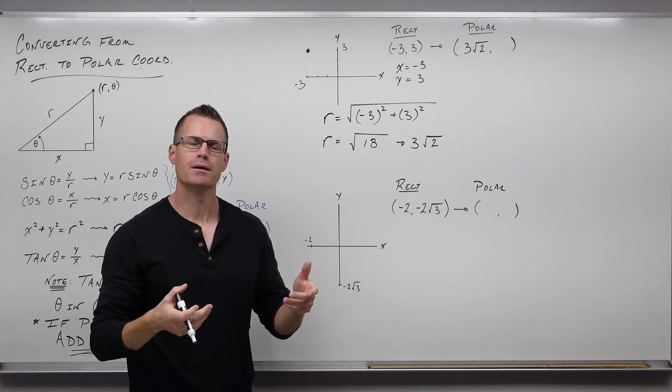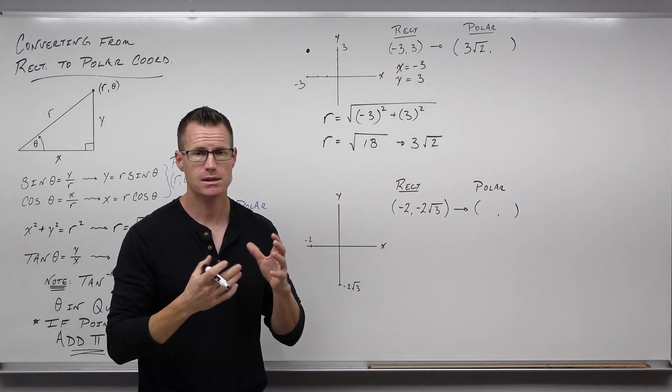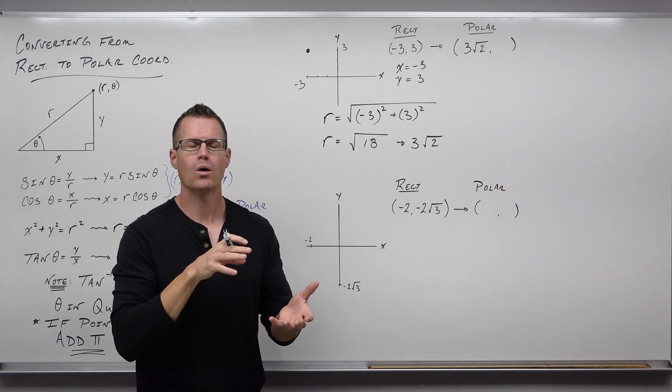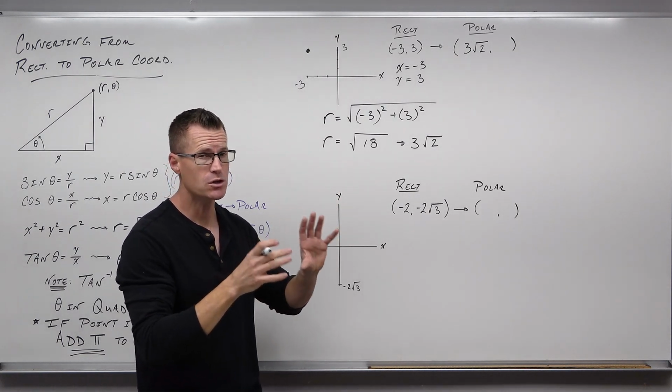Now it's time to find theta. Theta is still found by using tangent inverse and relating y over x. That's fine. But what we do is we realize that because the angle it's given us is not in the right quadrant, we have to do something to it.